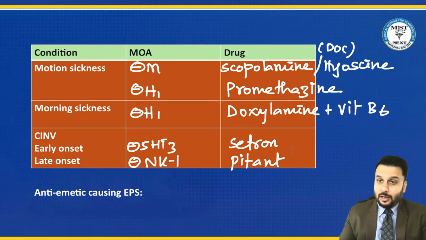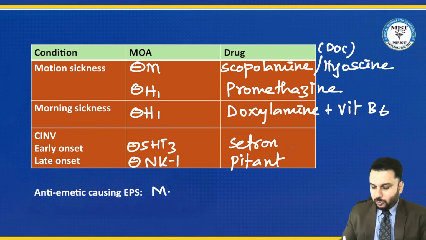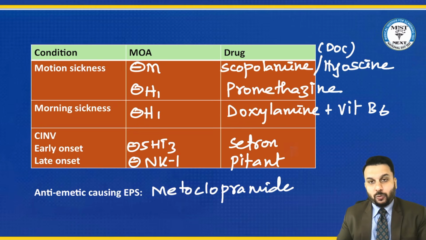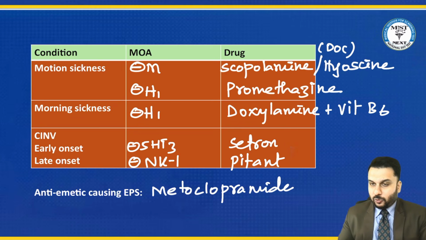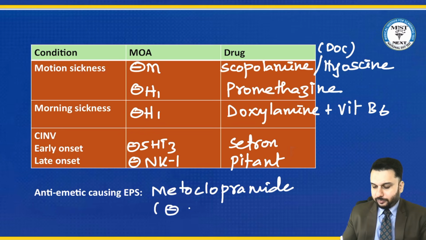Okay. Lastly, antiemetic drug causing EPS, extrapyramidal side effects, example Parkinson. Meaning if you take this drug, you will get Parkinson-like symptoms. That drug is called metoclopramide. So what is this drug metoclopramide? You must know it blocks dopamine. It's a D2 blocker and it crosses blood-brain barrier and blocks it.